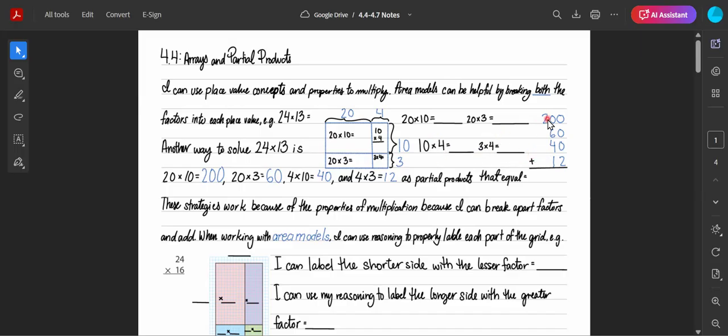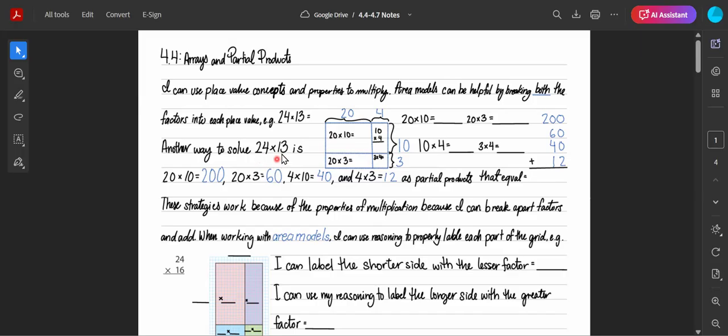And you might have noticed that your partial products will match up with these. 20 times 10, that's 200. 20 times 3, that's 60. 10 times 4, that's 40. 3 times 4 is 12. And then when you found your total, it should have gotten 312.